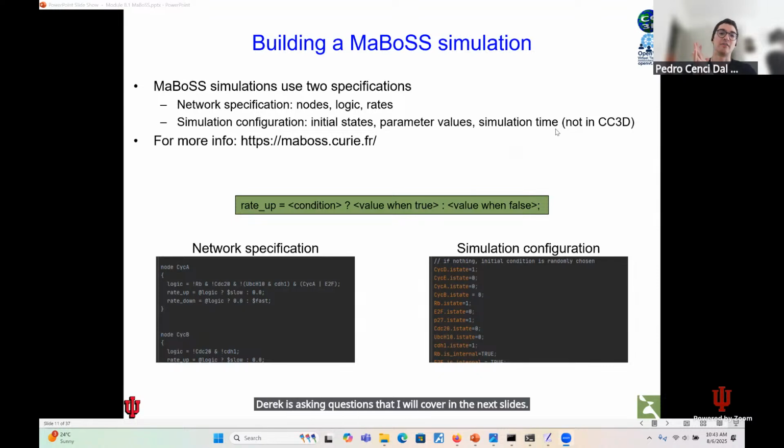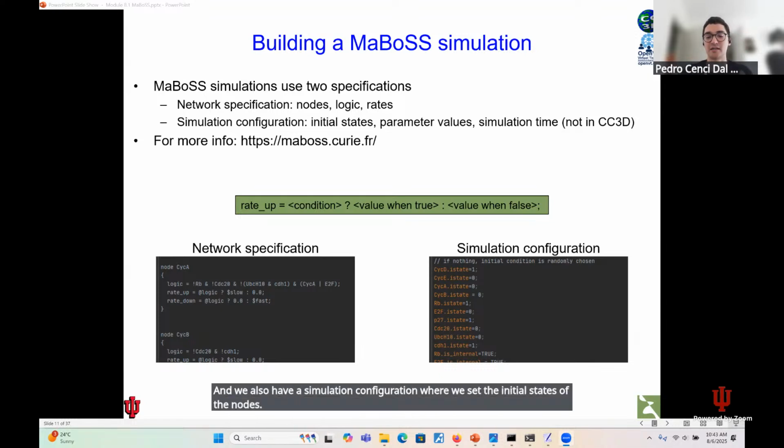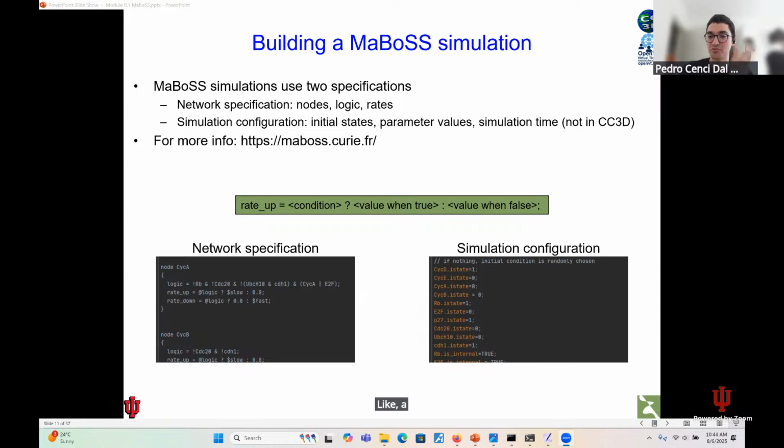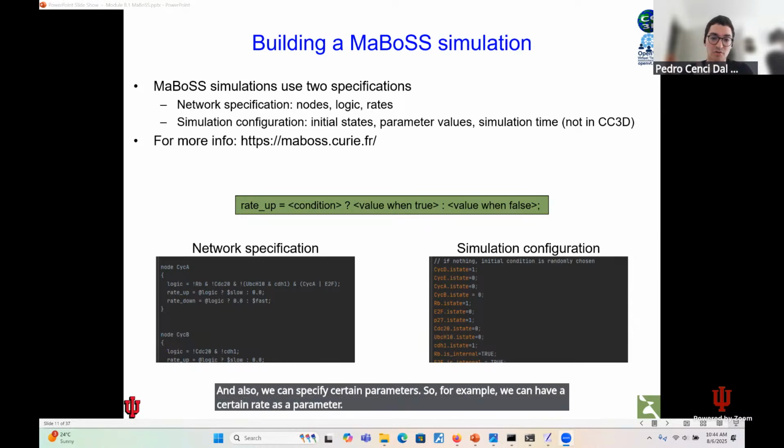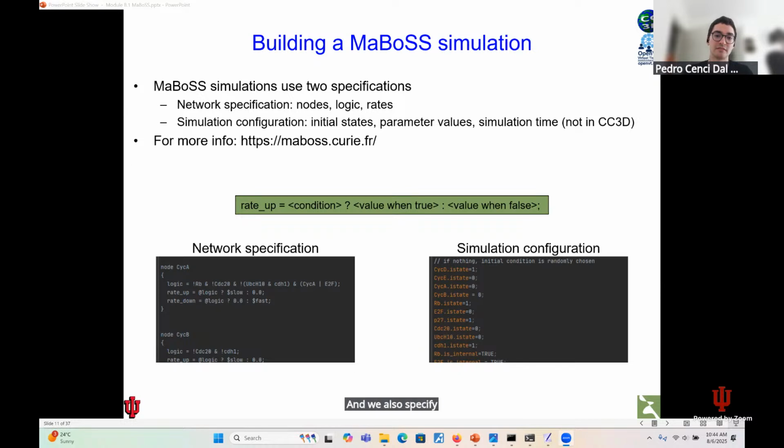And we also have a simulation configuration where we set the initial states of the nodes. Like a node might be set to true or false initially. And also we can specify certain parameters. So for example, we can have a certain rate as a parameter, and we also specify the value of this parameter in the simulation configuration.